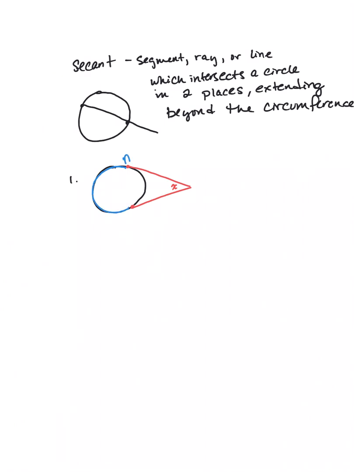I'll call this arc A, BC, minus this arc, which I'll call ADC. Okay, it's half the difference. Be prepared to have to work backwards and everything. Okay, I'll call this angle E. So the measure of angle E is half the measure of arc ABC minus arc ADC.